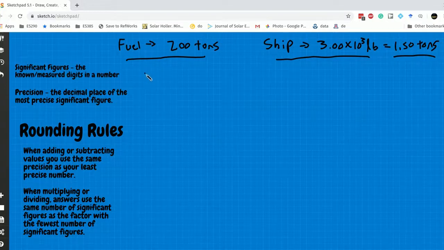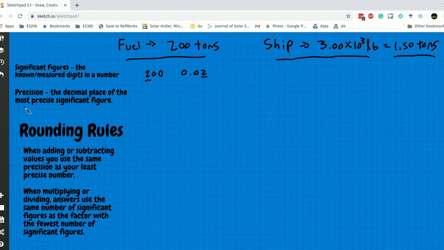For example, I could have the number 200 with one significant figure and two zeros that are being used as placeholders, or I could have the number 200 tenths with one significant figure and one zero being used as a placeholder. Both examples have one significant figure, and the number of significant figures tells us nothing about where that decimal is located.